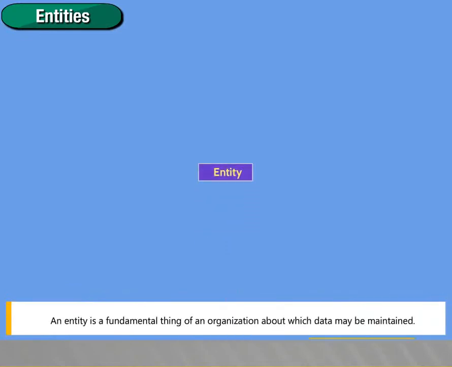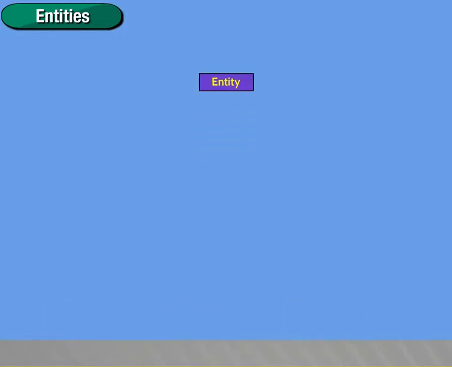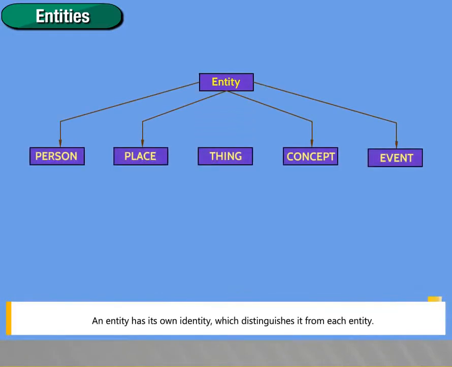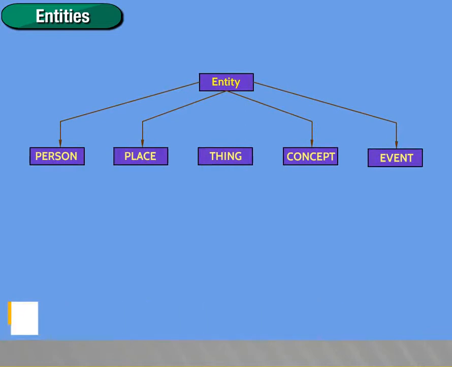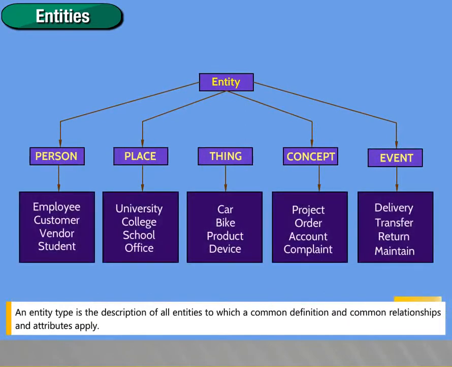Entities. An entity is a fundamental thing of an organization about which data may be maintained. An entity has its own identity which distinguishes it from each other entity. An entity type is the description of all entities to which a common definition and common relationships and attributes apply.